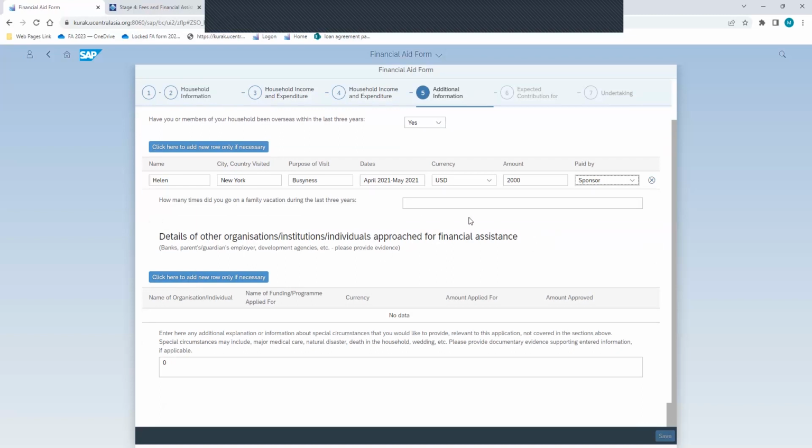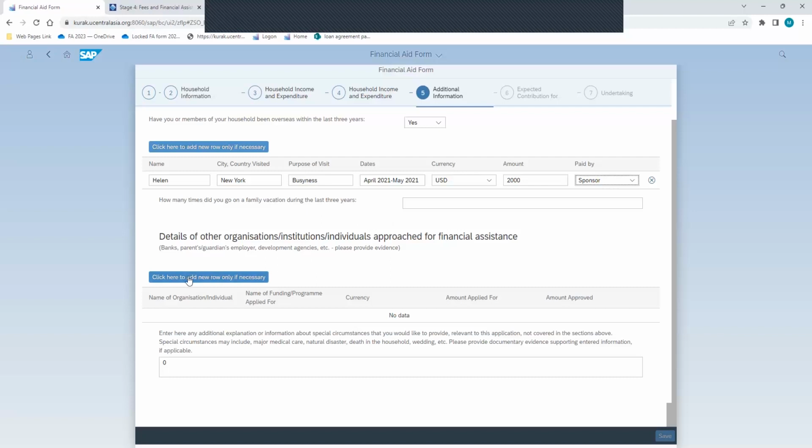So, details of other organization, institution, individuals approached for financial assistance. This means financial assistance to study here at UCA. Suppose you needed some help, and you cannot afford to study due to your financial circumstances, and you have applied to any organization for any sponsorship or are seeking a donor.